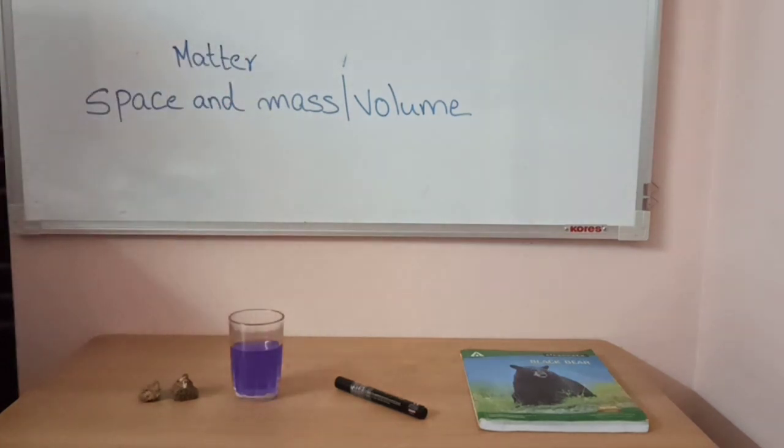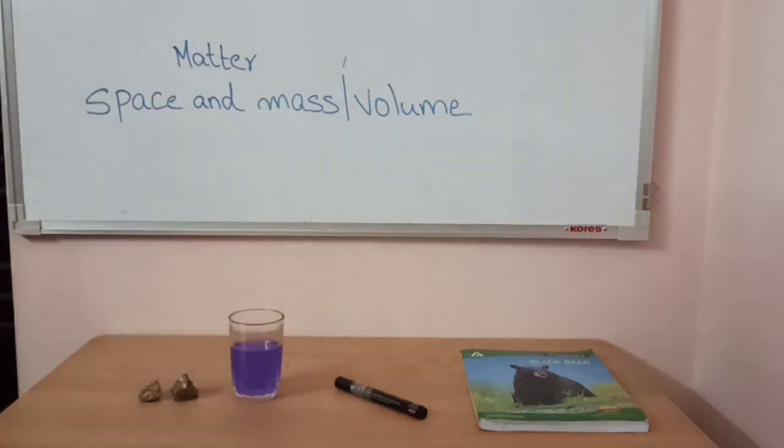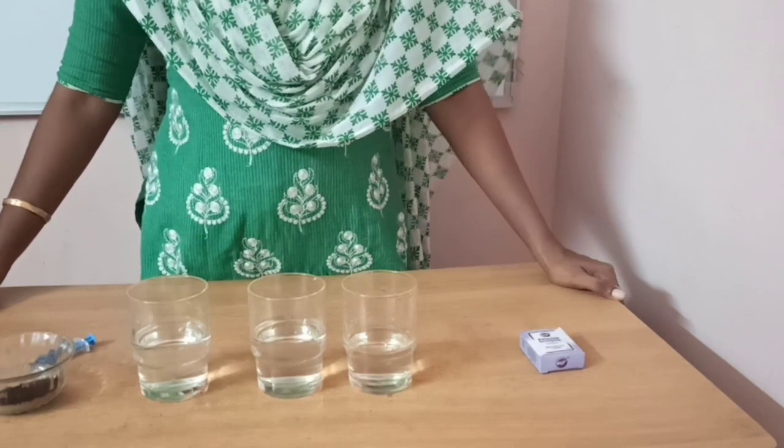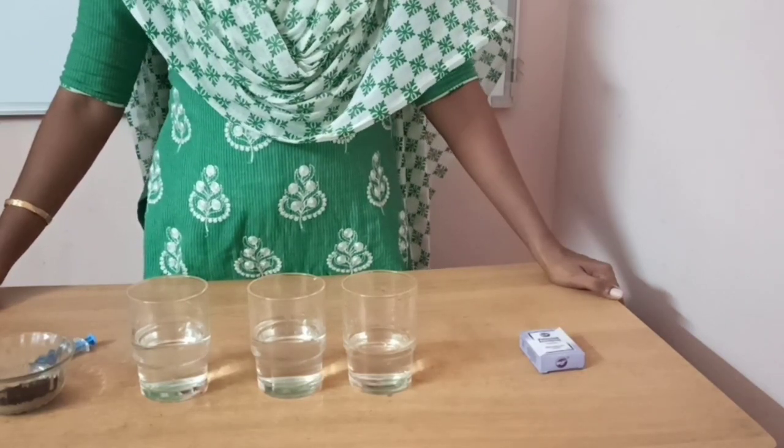Then can you define matter? Yes, you are correct. Matter is anything that occupies space and has some mass. So everything around us is matter. It can be a solid, liquid or gas. Let us move to our next portion.